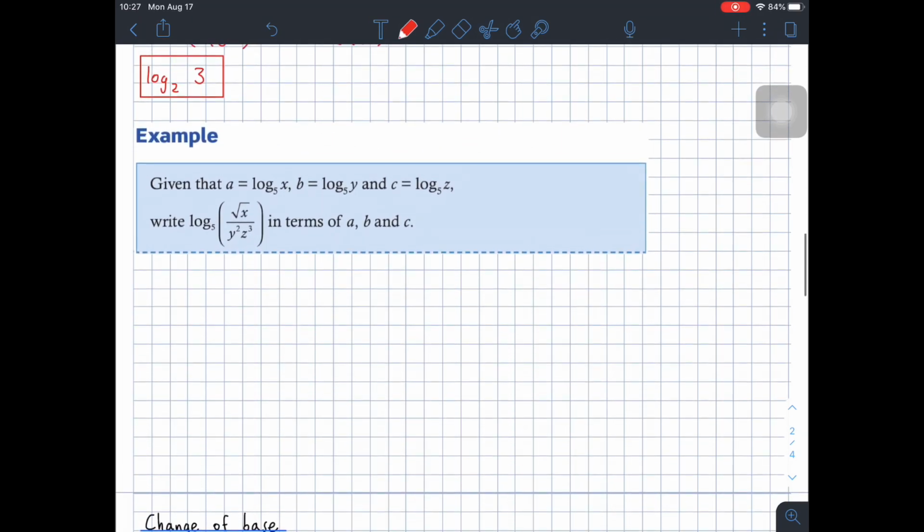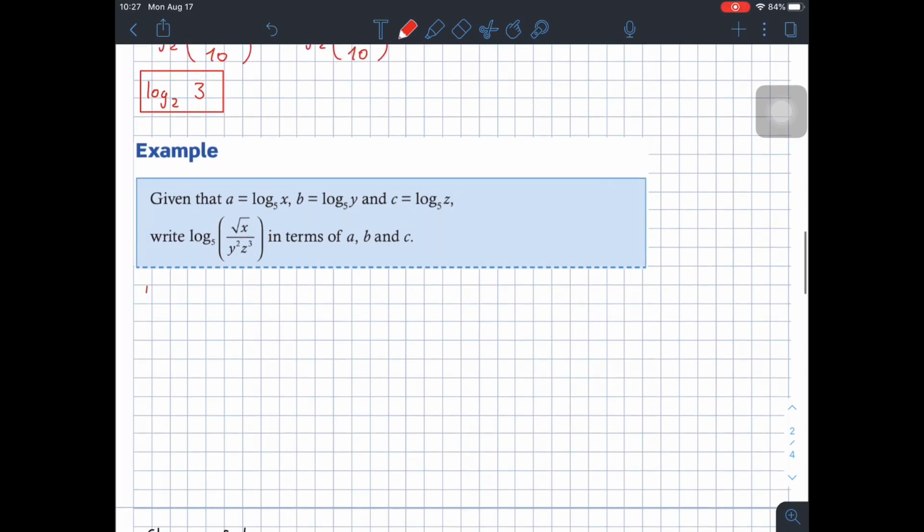So the first thing I noticed is that there's a division inside the argument, right? So if there's a division, I can separate this using a subtraction between logarithms. So I can say that this is log base 5 of square root of x minus log base 5 of y squared c cubed, right? I subtract because there's a division here.